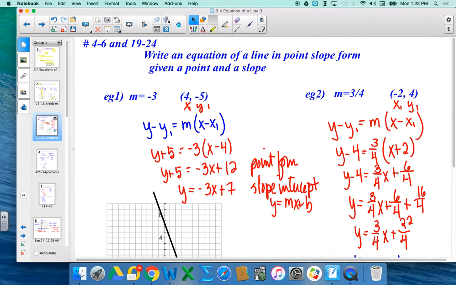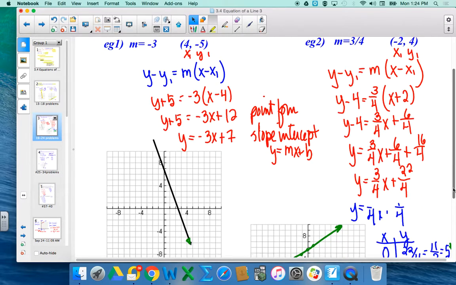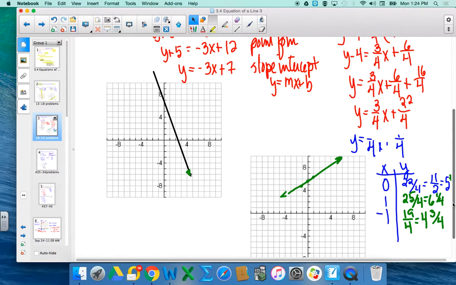If you were asked to graph the equation, we would do what we did before. We would plug the numbers in. Plug in 0, you get 7. Plug in 1, you get 4. Plug in 2, you get 1. So we have 0 and 7, 1 and 4, and 2 and 1. That's how we got this line.